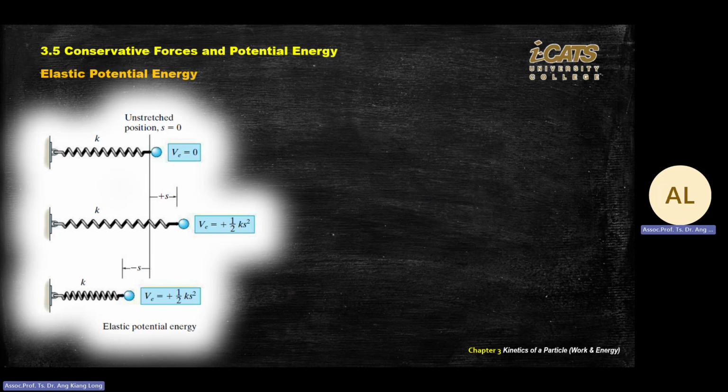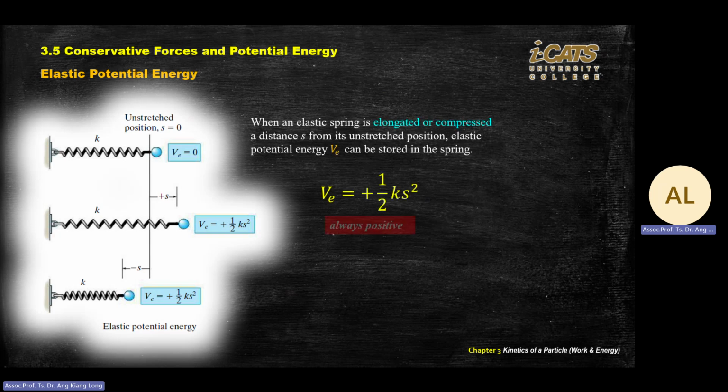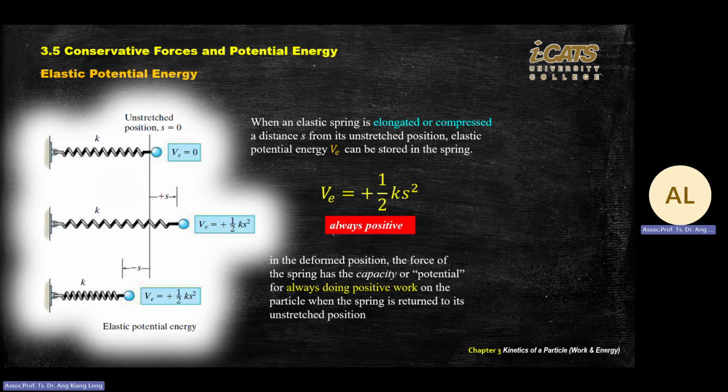So that's why you will see the formula on the screen here. The work done by the spring is half k s squared, as I wrote on the whiteboard. If you see the spring compressed from the original position by minus s, and you substitute into half k s squared, you square negative s, you still get positive. So spring energy is always positive.